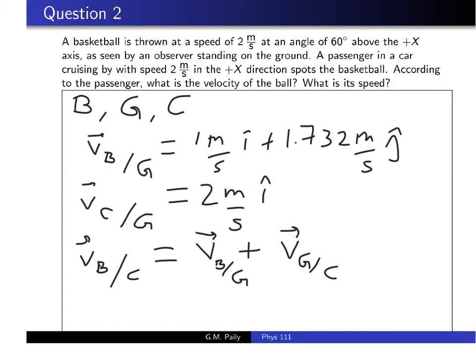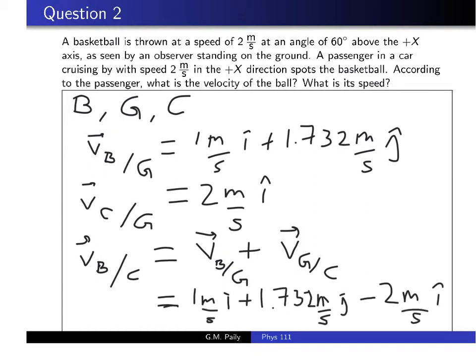Putting it all together, we see that we have the velocity of the ball with respect to the ground, and then the velocity of the ground with respect to the car. And from the perspective of the passenger in the car, the ground is moving backward, which is why that becomes negative 2 meters per second i hat. From here we can go on, simplify, get the velocity of the ball with respect to the passenger in the car, and then finally its speed by taking the magnitude.